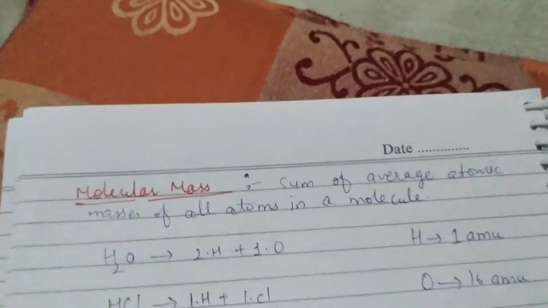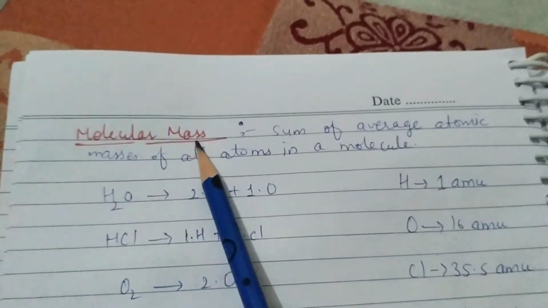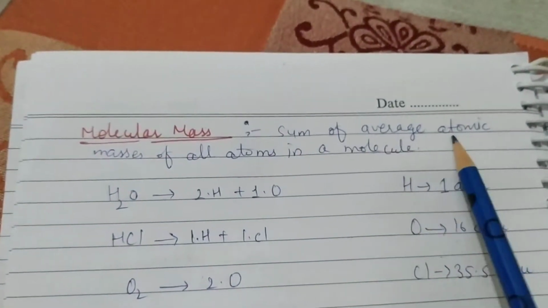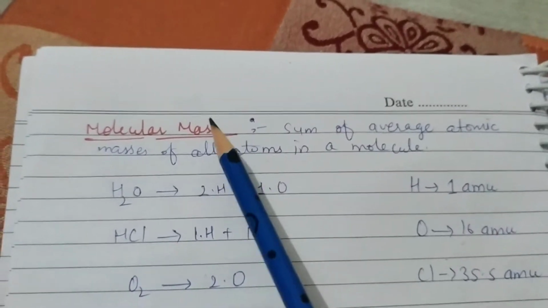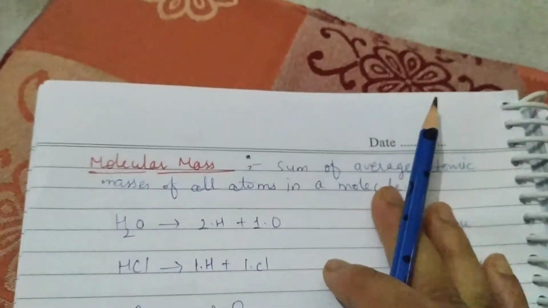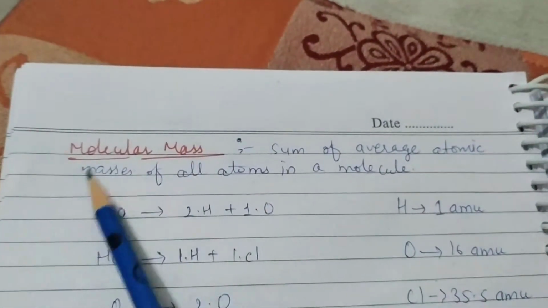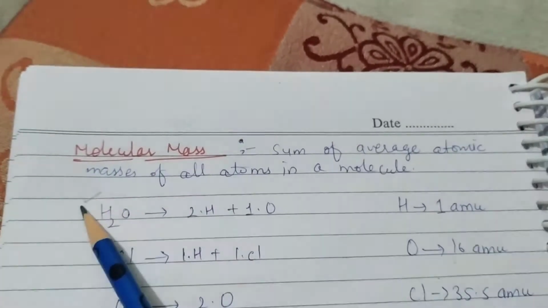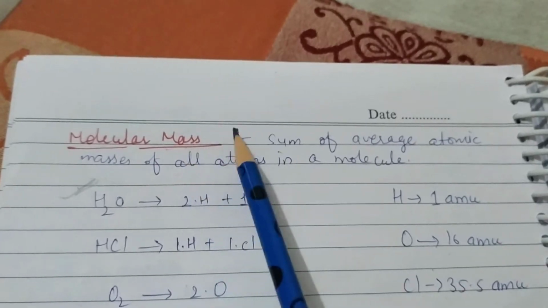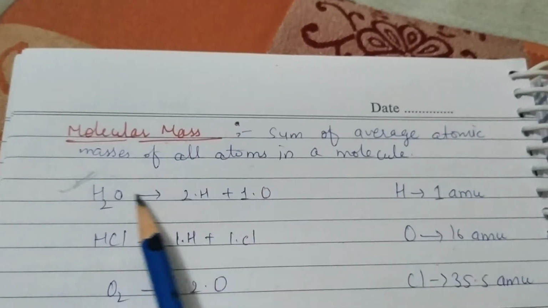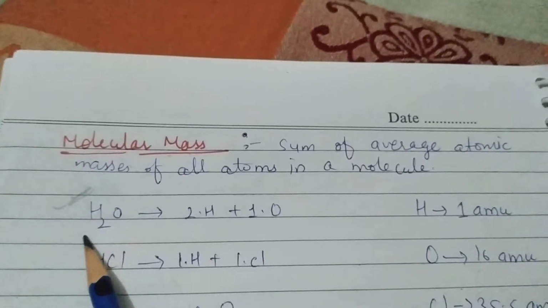So see, molecular mass, as the name suggests, is the sum of average atomic mass of all atoms in a molecule. In a molecule, the sum of all the atoms, that will be the molecular mass, right? So let us discuss with an example.